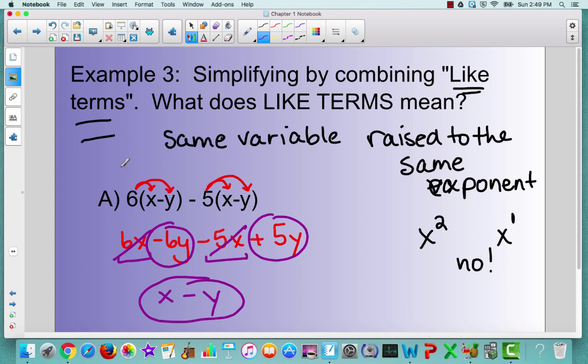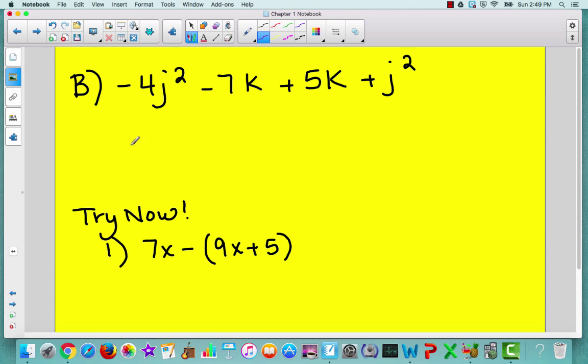All right, so that one wasn't too bad. But what about if I throw in bigger variables? So in the next expression, hopefully it says negative 4j squared minus 7k plus 5k plus j squared. So if it doesn't say 5k, change it to a 5k.